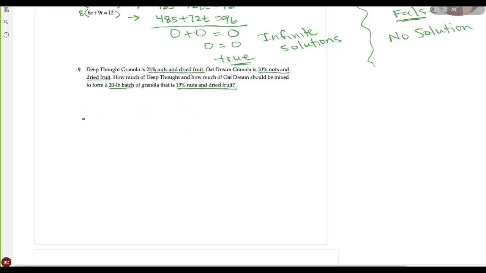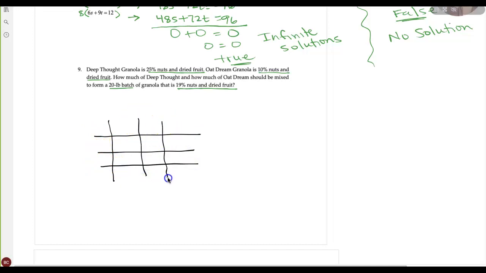Okay, so when I set this up, I like to make a little chart. You don't have to make a chart, but I think it makes it a little bit easier to keep things organized and to figure out what's what. So down the side, I'm looking at the labels in my story problem. I can see I have pounds, so that's one of the things I'm going to be dealing with.